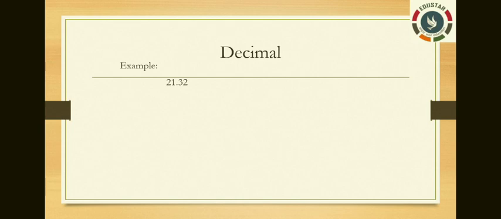A decimal has two parts. One is the whole part and another is the decimal part. Now look at this example. 21 is the whole part or integral part. 32 is the decimal part or fractional part. The two parts are separated by one point. The point is called the decimal point.